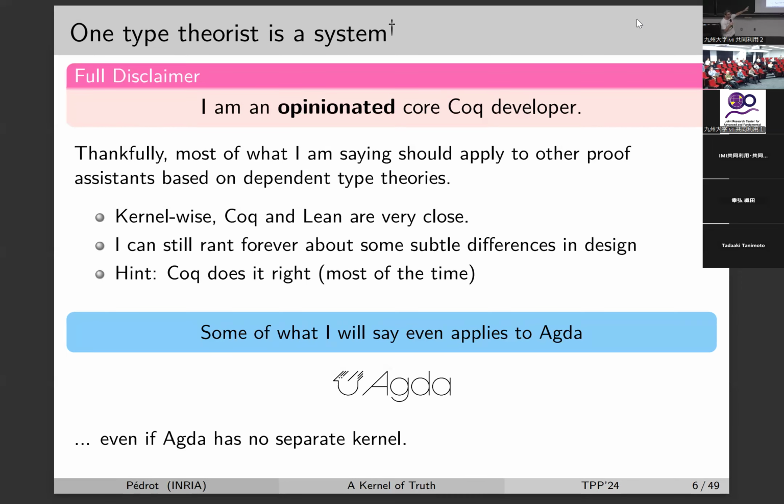And even with a little bit of exaggeration, some of what I'm going to say also applies to Agda, which is a similar type system, a bit different, and even though there is no kernel in Agda. So yeah, here's the big picture. What I'm going to talk about is mostly general and proof assistants.